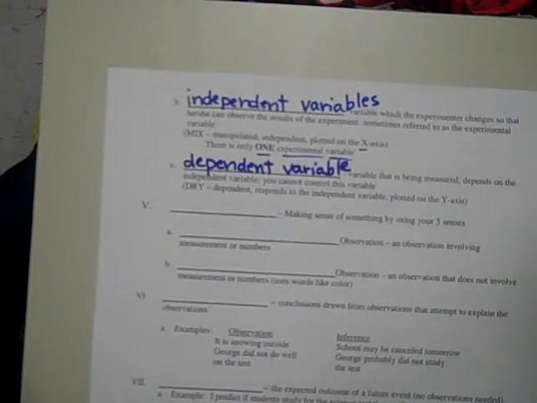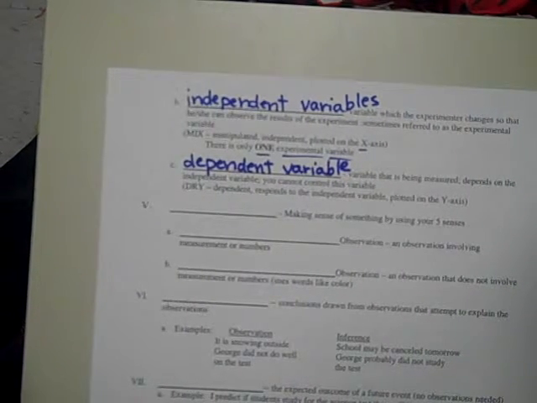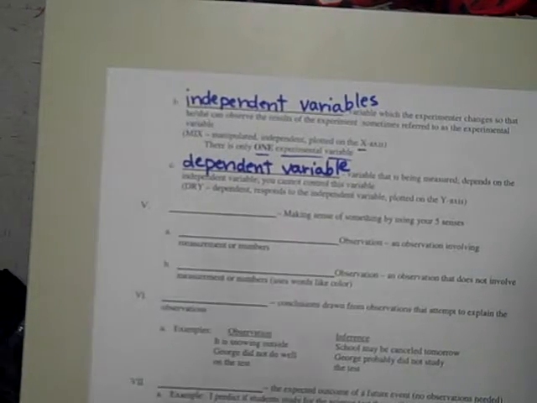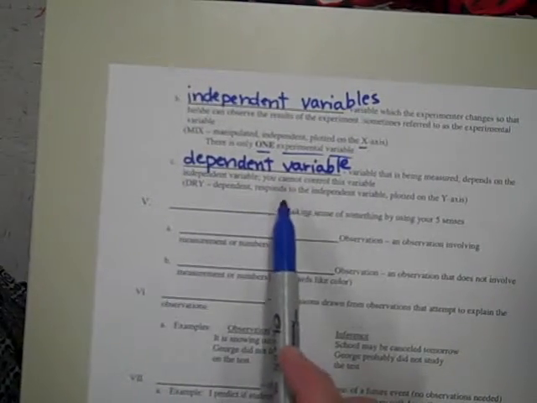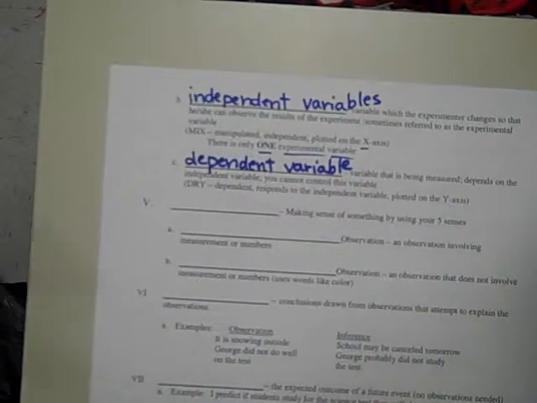The amount the plant grows must be the dependent variable because it depends on whether the plant is in the sun or the dark, which remember was our independent variable. Quick way to remember this, DRY. Dependent responds to the independent variable, plot on the y-axis. Again, I don't even use that.